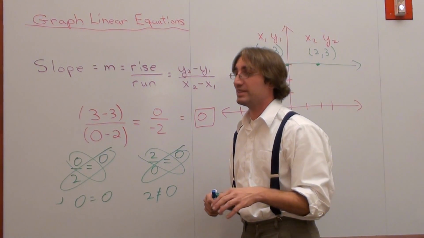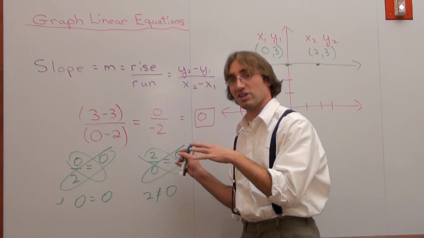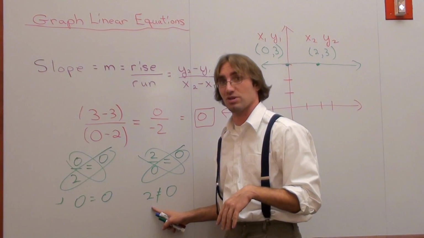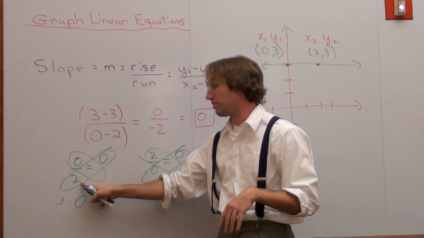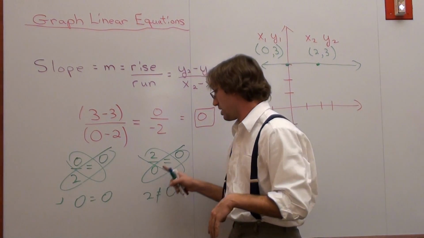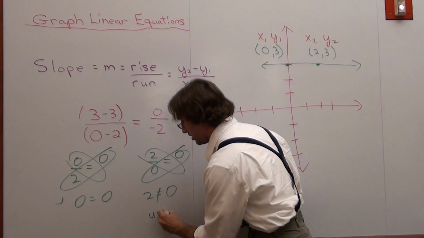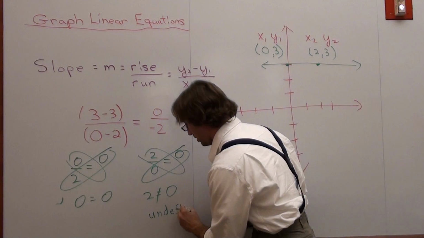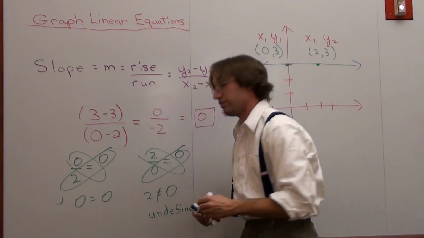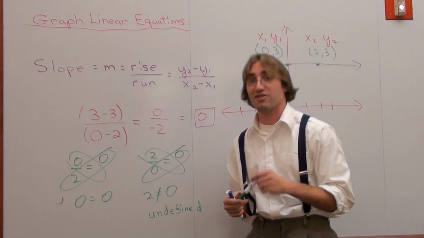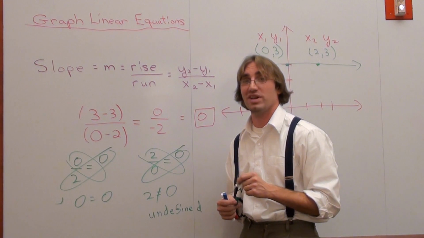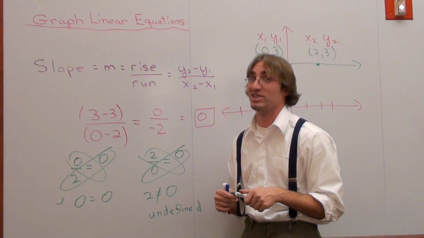With that said, what I said was a little bit to absorb, but this is not a little bit to absorb. This is perfectly fine. 0 over a number is 0. A number over 0 is undefined. So we're going to begin our fourth lesson on slope, and that's where the movie magic occurs.